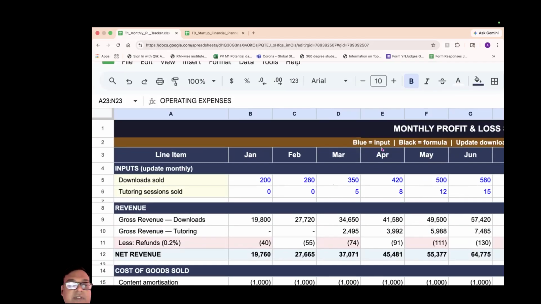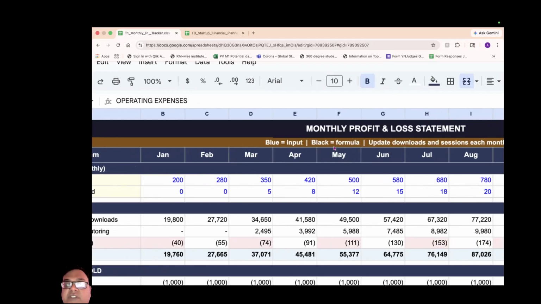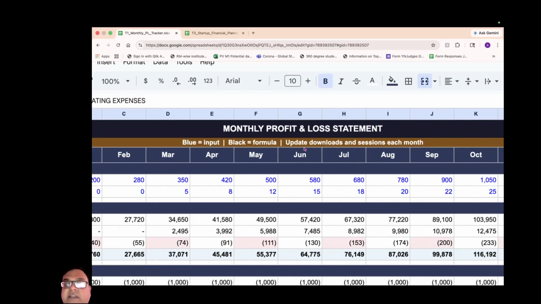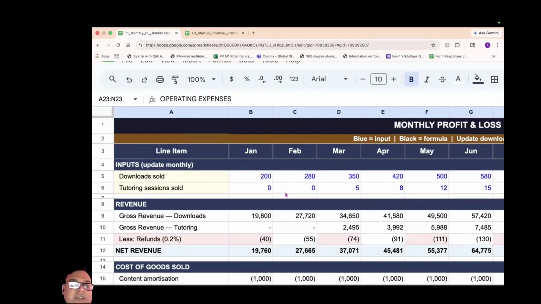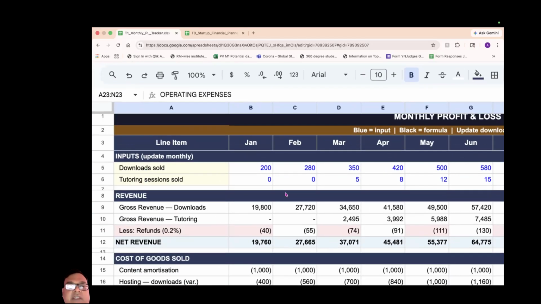Right. So the blue items are inputs, the black are formulas, and update downloads and sessions each month for yourself. Okay. Let's start with January. While I said that we will do it from April, so this April could be the new month, but here it's always a good practice to start from January to March. You may start from April, then go ahead. It's up to you. Let's assume it's Jan, 200 downloads. Tutoring session was not there until March.